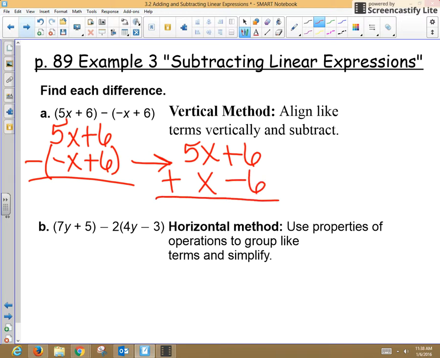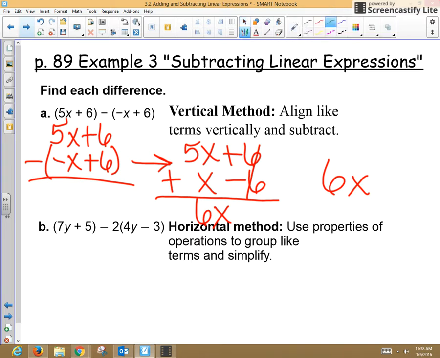Now I follow the same rules for adding integers. 6 and minus 6 cancel out to 0. 5x plus 1x equals 6x. So my answer is simply 6x. Now for B, we're going to use a horizontal method.